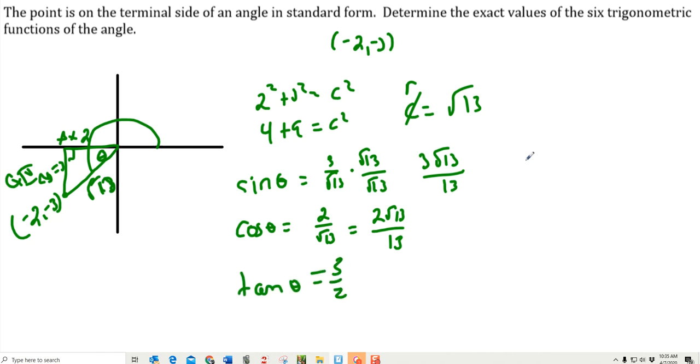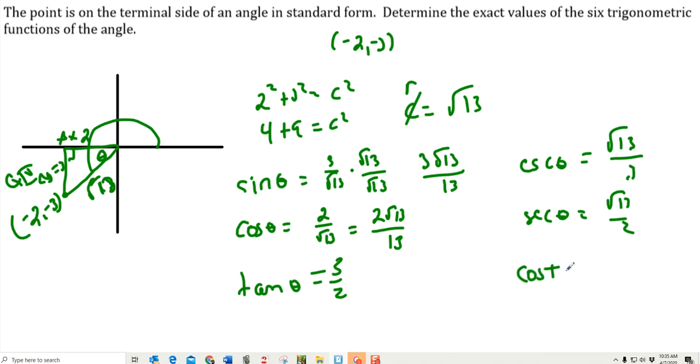And of course my reciprocals are just going to be flipping that. I don't need to flip that because I'd have to rework the diamond. I'm just going to get cosecant of theta equal to root 13 over 3. Secant of theta is going to be root 13 over 2. And cotangent of theta is equal to 2/3. Pretty easy, straightforward stuff.